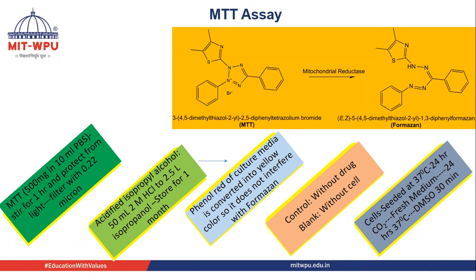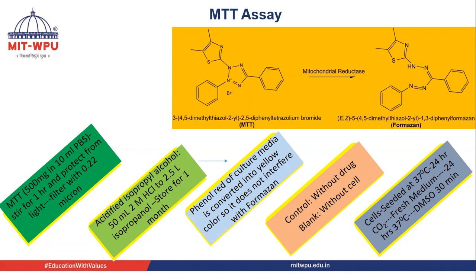So we are adding MTT in the culture media. It is soluble, and then it will be permeable. It reaches the mitochondria, conversion happens, and we get formazan. Acidified isopropyl alcohol is used. The phenol red of the culture media is converted into yellow color, and because of this yellow color, it does not interfere with the formazan. So we get a correct reading.